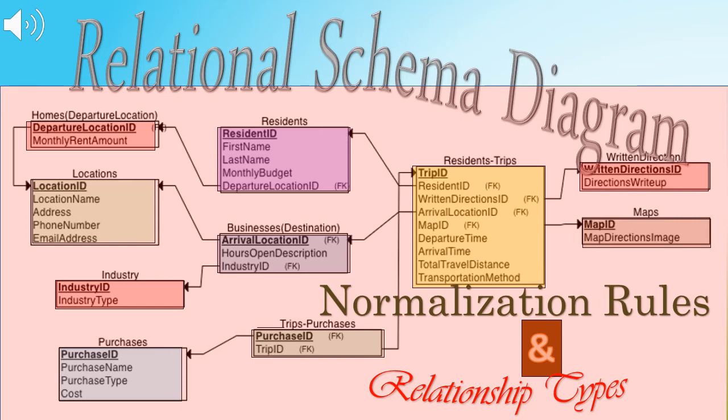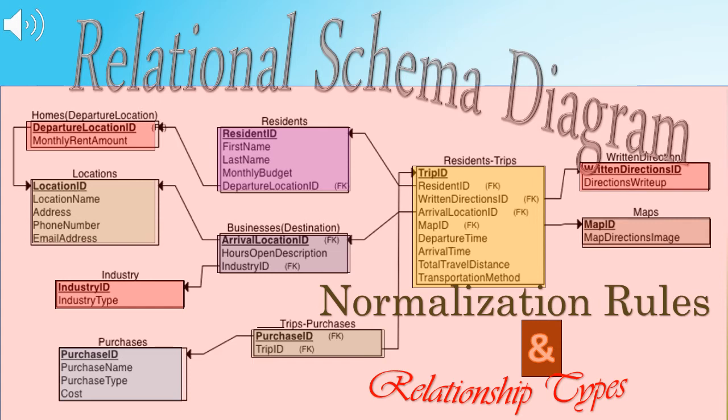And so then the locations table is related both to the homes table and the businesses table. The type of relationship is that the locations table has a one-to-one relationship with both the homes table and the businesses table, as only one location can describe only one business or home.